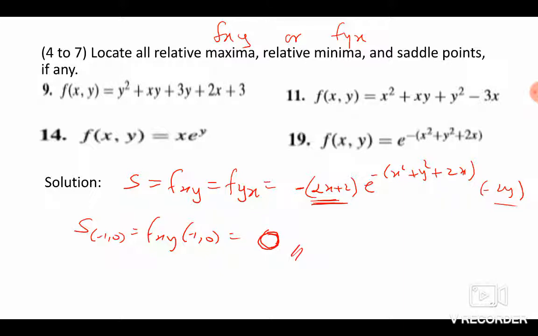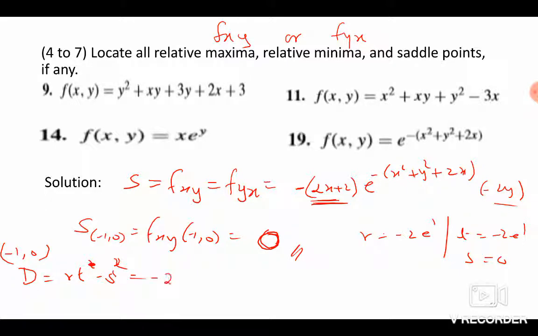S is 0, so remember r is negative 2 e power 1, t is negative 2 e power 1, and s is 0. So then what is discriminant d? For the critical point negative 1 comma 0, discriminant d is rt minus s square. R is negative 2e, t is negative 2e, minus 0. So this is 4e square, which is positive. E is a positive value. E is 2.7 something. So 4e square is positive. D is positive. Therefore, there is a relative extremum, either minimum or maximum.